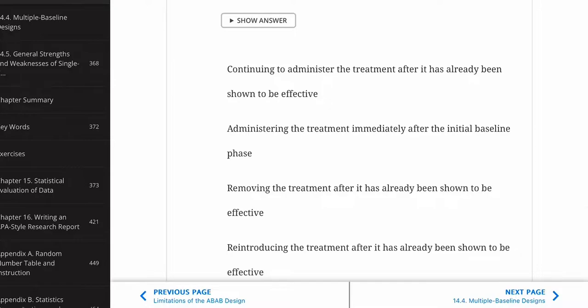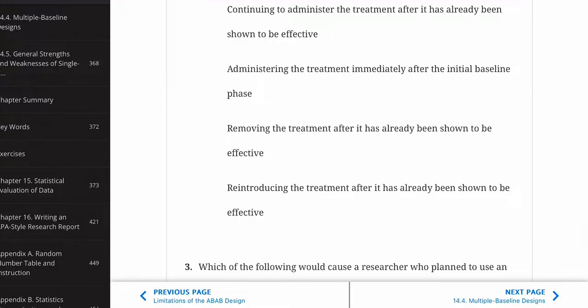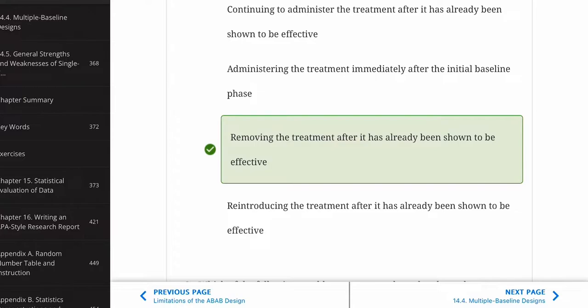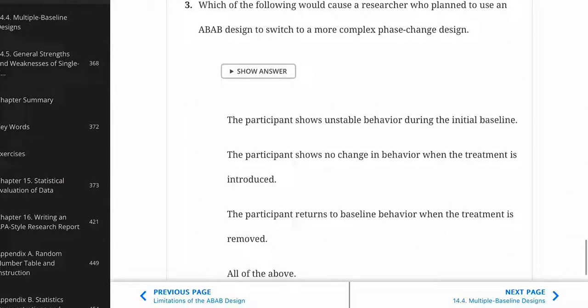Which of the following is an ethical concern for the ABAB design? If you read through all of those, none of the other 3 actually really make sense from an ethical standpoint. They wouldn't violate any sort of ethics. So obviously the answer is removing the treatment when it's already effective. So it's working for them, it's helping them, and then you take it away. That is an ethical concern.